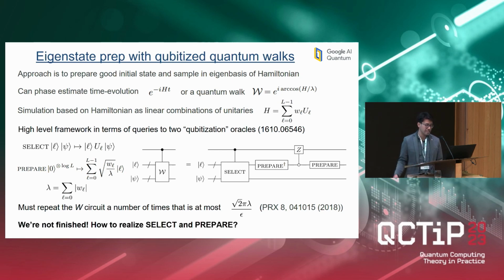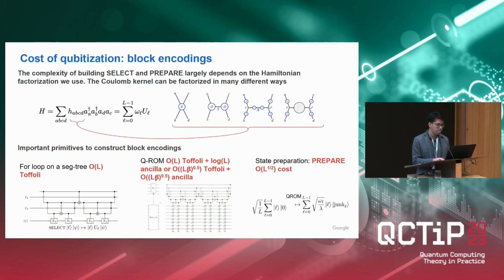That's nice, that's an asymptotic complexity, but we're really interested in costing out how difficult is it to make select and prepare, namely making these white box implementations. Okay, so in quantum chemistry simulations, we actually have a lot of structure that we exploit when building these, and there's a couple of quantum primitives that are very important.